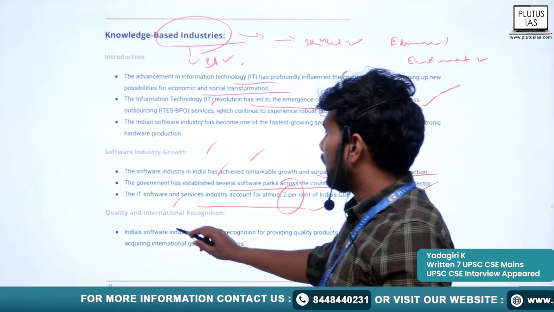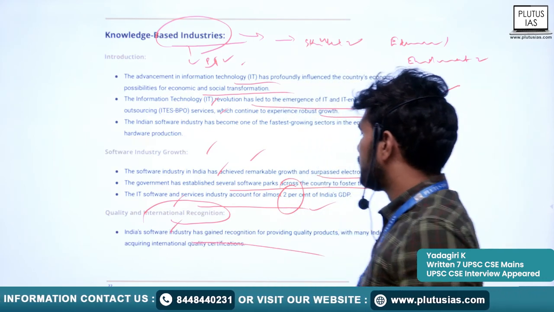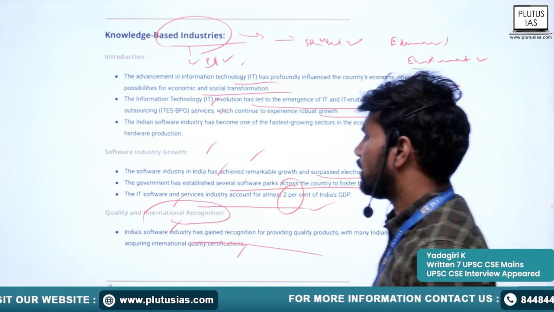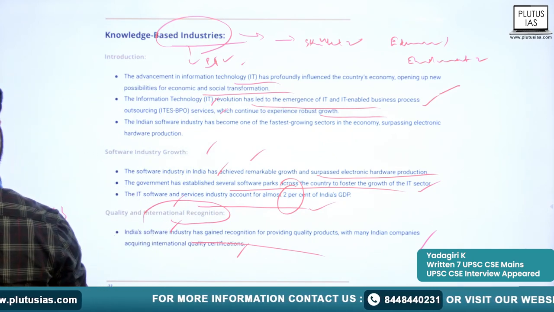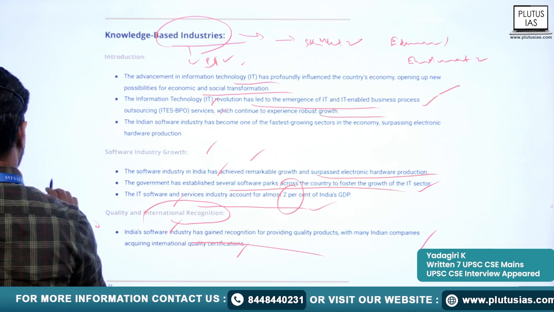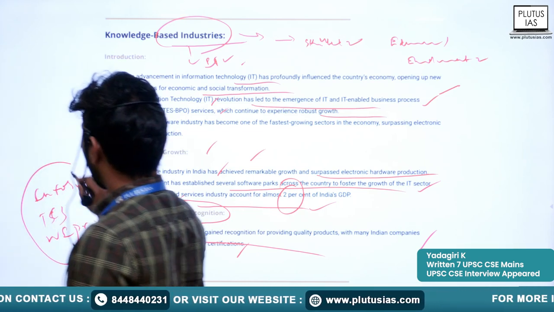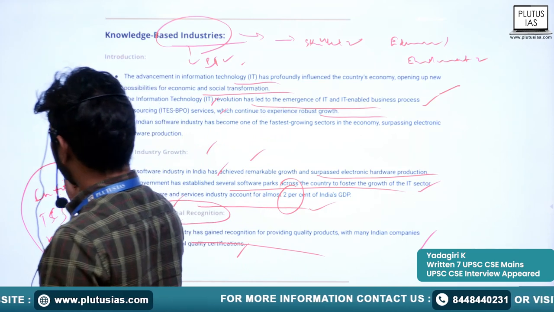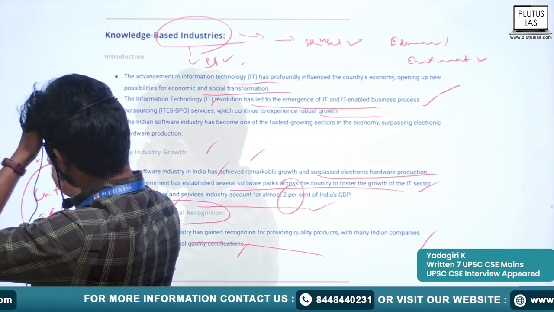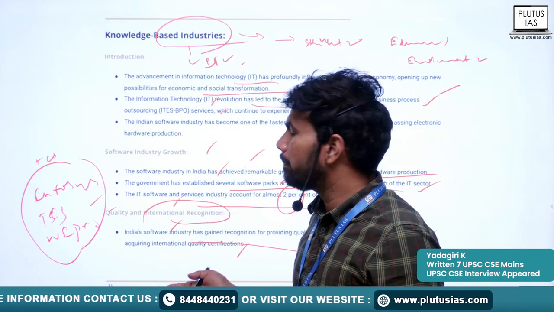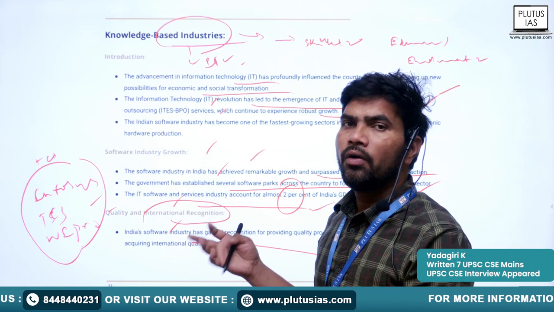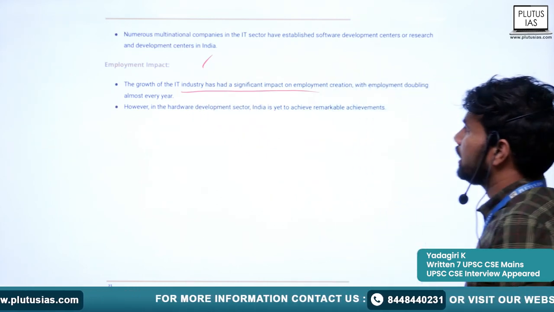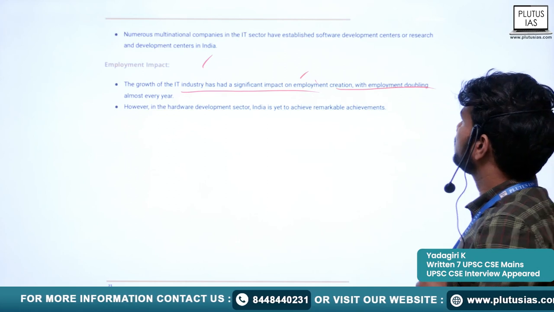So if we see the quality and international recognition, India's software industry has gained recognition for providing quality products, with many Indian companies acquiring international quality certificates. TCS is there, Wipro is there, Infosys is there. These IT companies have achieved international recognition, and they are providing very good IT services. Right.